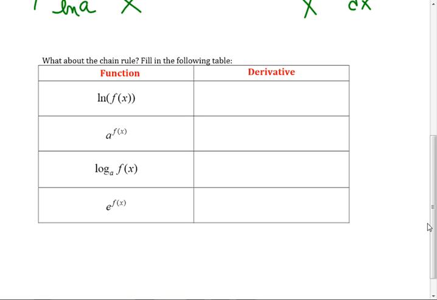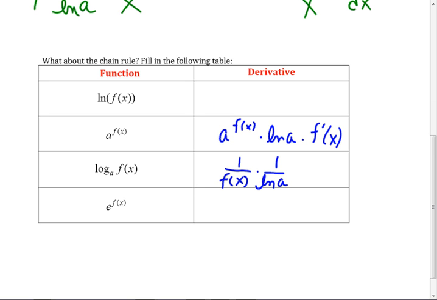These other bases are the tougher ones. The derivative of a to the f of x is a to the f of x times the natural log of a times f prime of x. So what's this one? The log base a. So it's 1 over f of x times 1 over the log of a, times f prime of x. If my base is e, then the natural log of e is just 1, so it works.